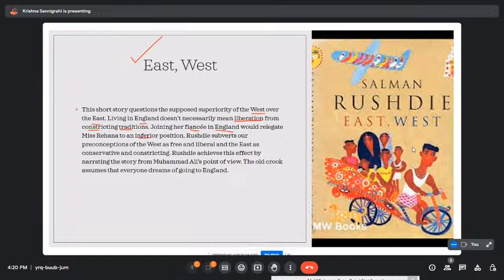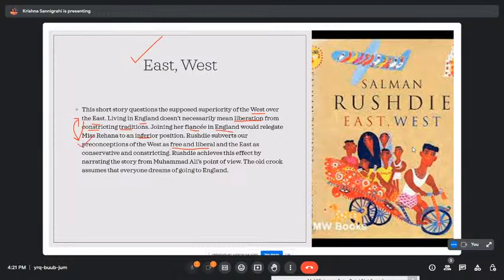Rushdie subverts our preconceptions of the West as free and liberal, and the East as conservative. So he is giving us a different worldview, since we are seeing both worlds. The preconception is that we think the West is free and liberal, and that the East is conservative and constricting.